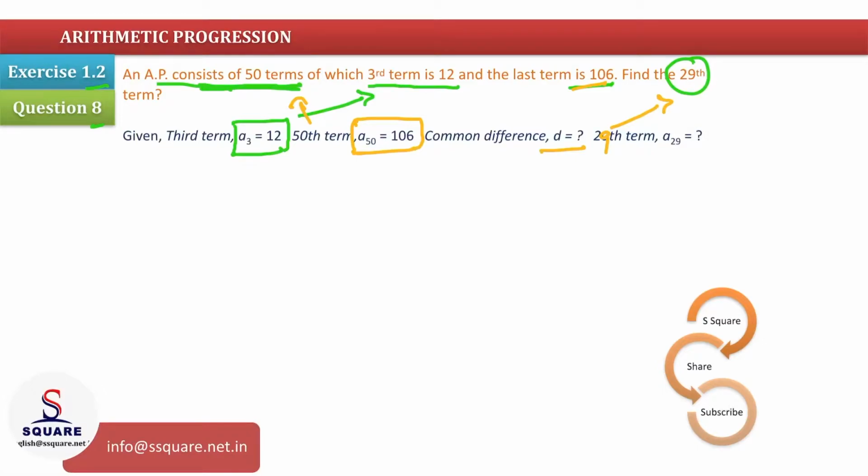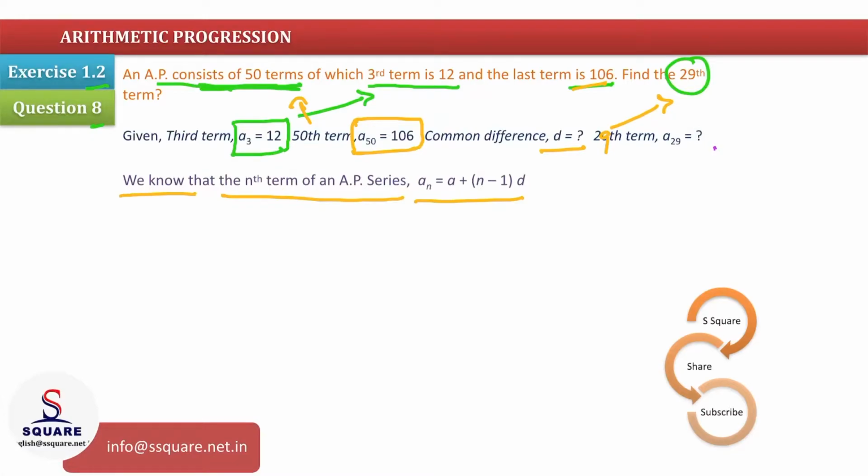So same thing here. A is not given, we need to find the D. They have given two terms, the third term and the last term, that is the 50th term. So we need to find the in-between 29th term. Second thing, we have to put the formula. We know that the nth term of an AP series is an is equal to a plus n minus 1 into d. So first thing, we write the given. Second, we check what we want to find. Third, we put the formula.